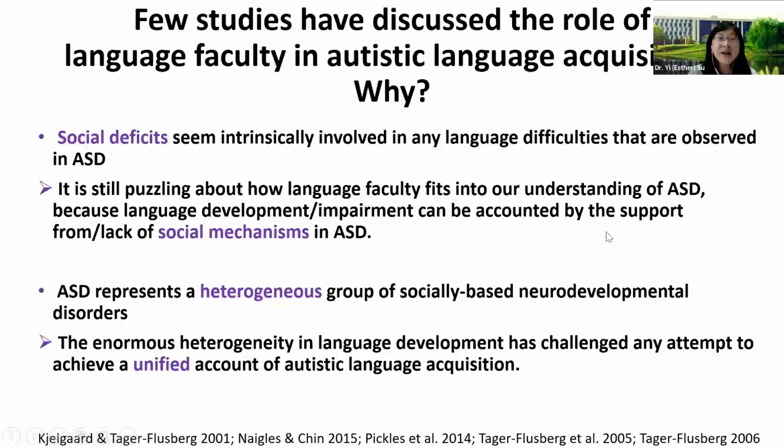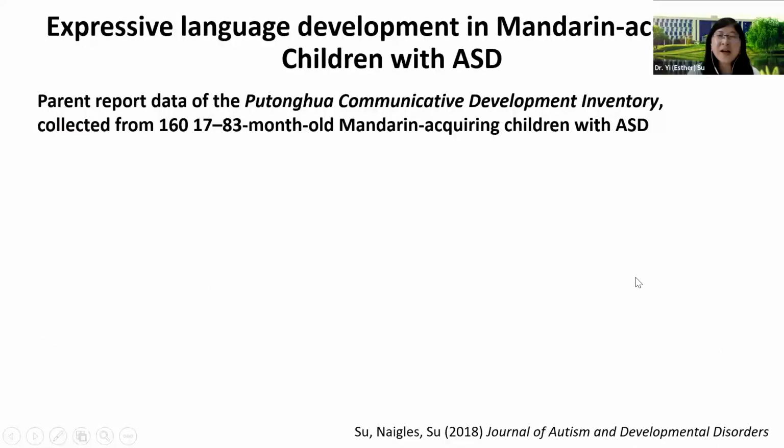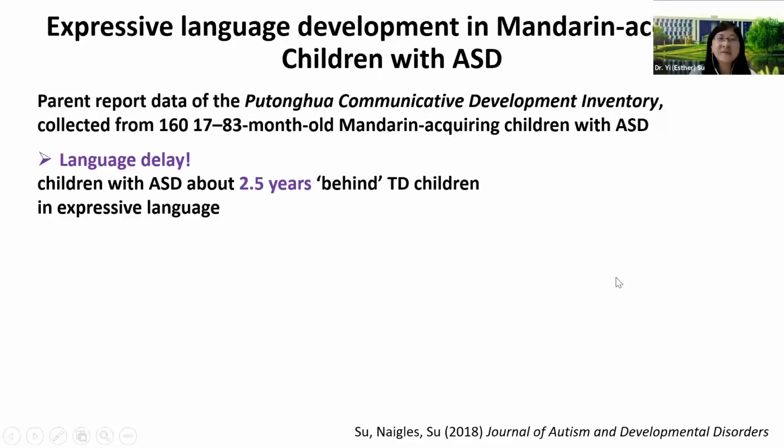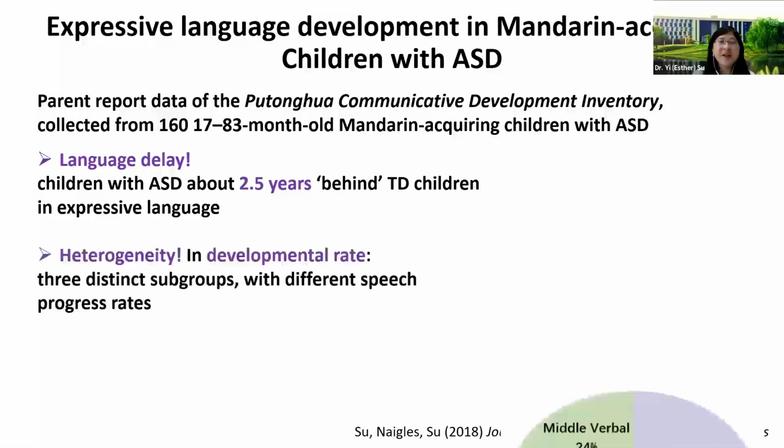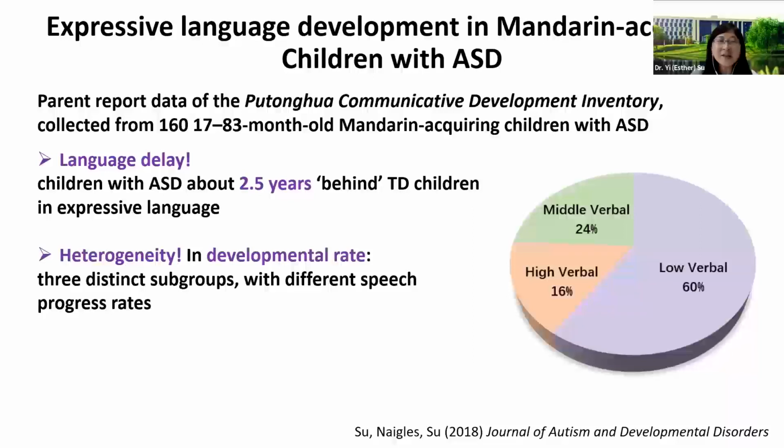So we have a study of Chinese children with ASD. We tested their language development, more specifically expressive language development, using the Putonghua Communicative Development Inventory. And we have found, as I mentioned, they have very severe language delay. They're about 2.5 years behind TD children in expressive language. And we also find great heterogeneity in the language developmental rate.